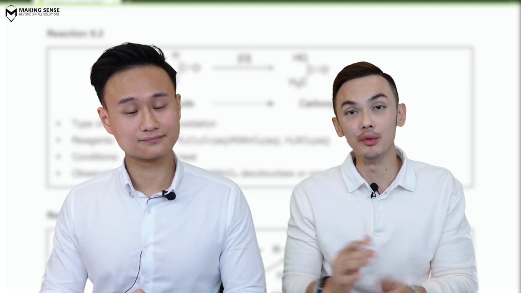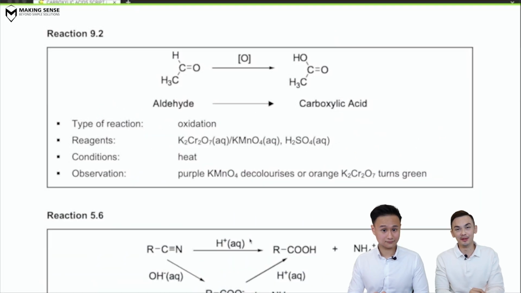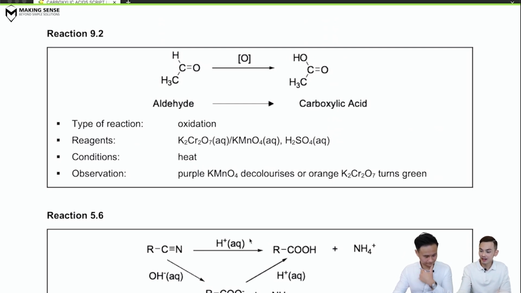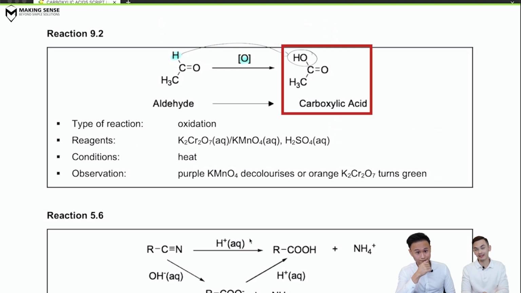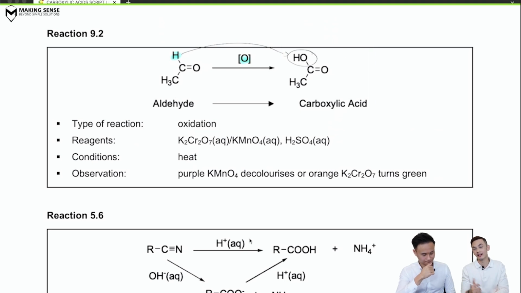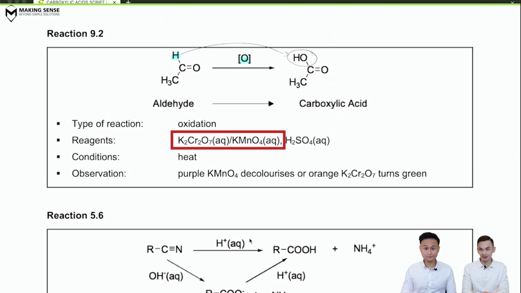Alright guys, the second reaction that is able to form carboxylic acid is linked to what Mr. Tim went through earlier on. It is the further oxidation of aldehyde into carboxylic acid. Just remind yourself, once we have an aldehyde, if you do an oxidation, simply add one oxygen onto the H and there you will get a carboxylic acid. Again, using oxidizing agents like K₂Cr₂O₇ or KMnO₄.